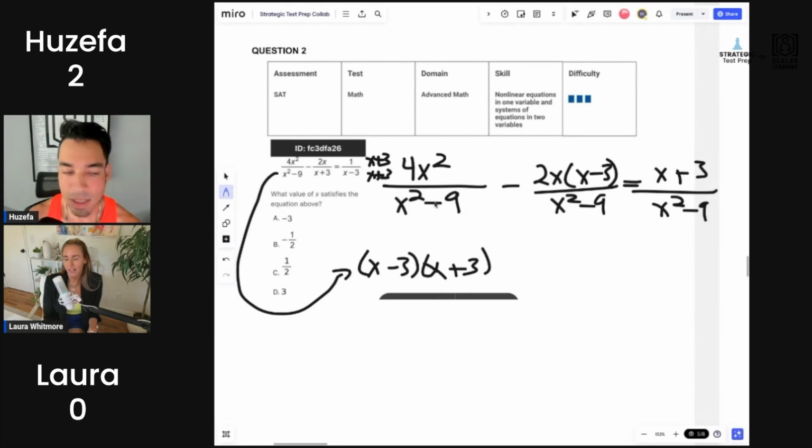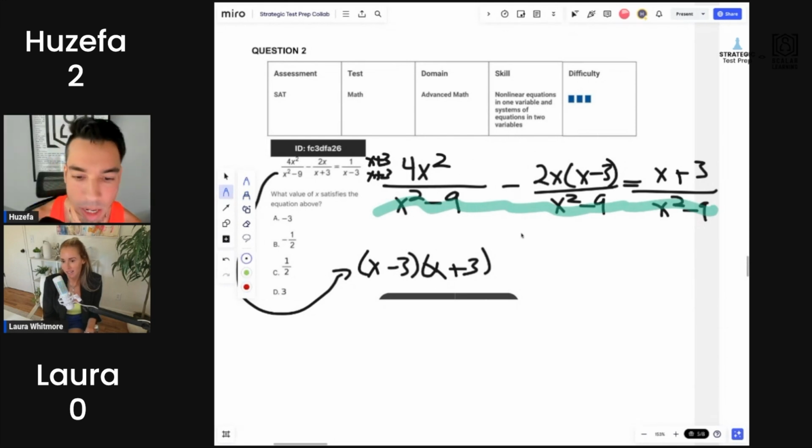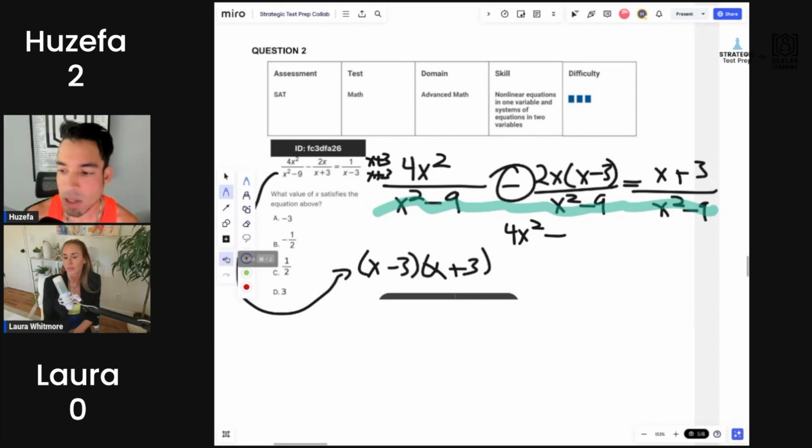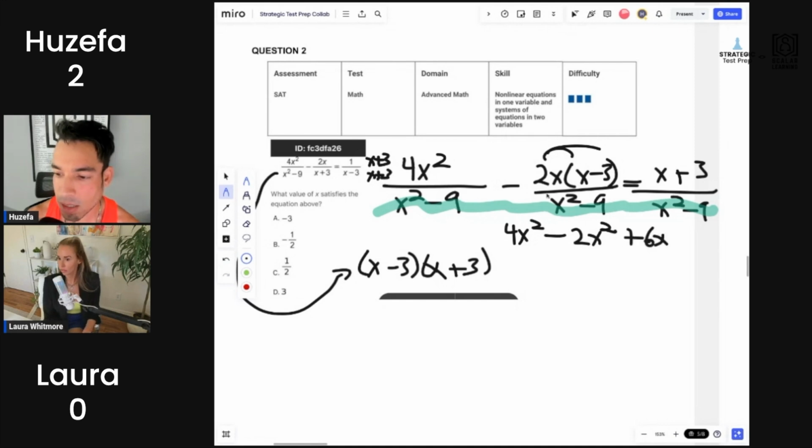Now, once we have the same denominator across, I'll use a highlighter so you can see this. We just go do, and we kill those denominators. Now we have a very nice quadratic equation. We have 4x squared minus, I'm going to go ahead and distribute, save a little bit of time. This is slightly dangerous. Only do this if you're really confident that you're not going to make a silly mistake, but I'm going to remember to carry that negative. So we're going to go boop, boop, and we got negative 2x squared and positive 6x, because again, the negative carries, equals x plus 3.